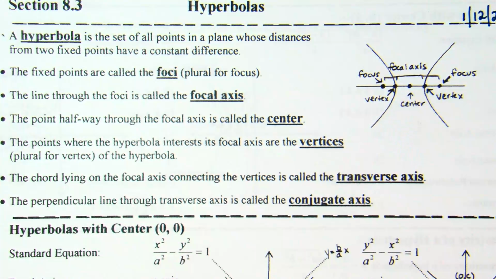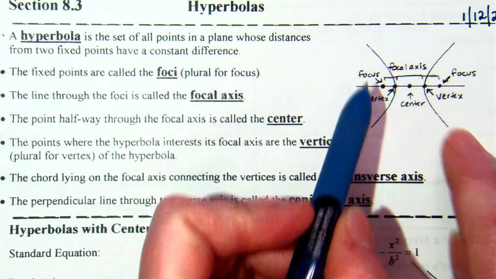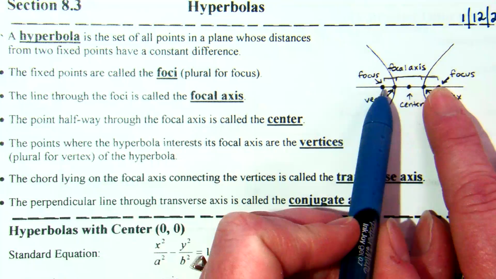Now it's the opposite. My vertices are closer together, because they're right here. My foci are farther apart. Okay? And again, you're going to have these pictures and everything to keep you organized.